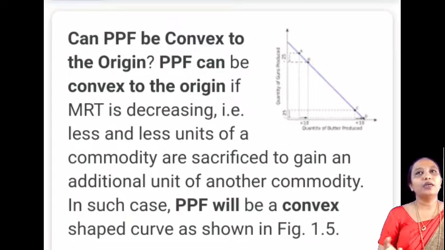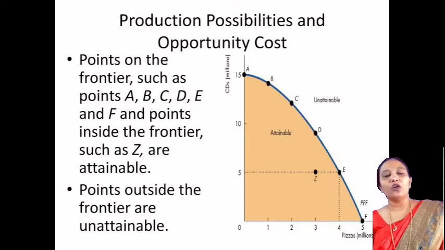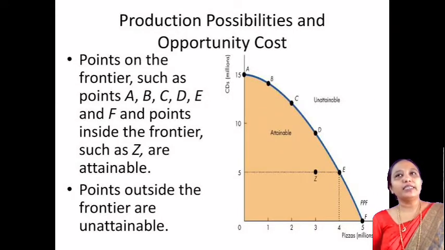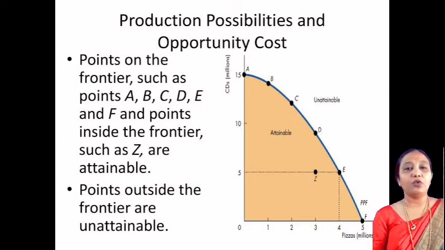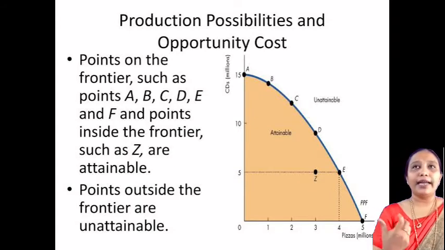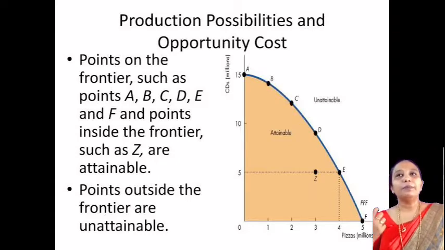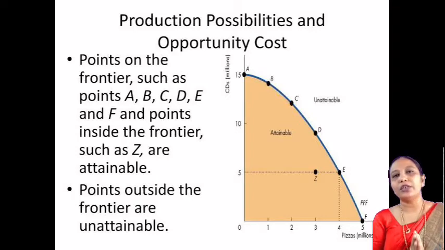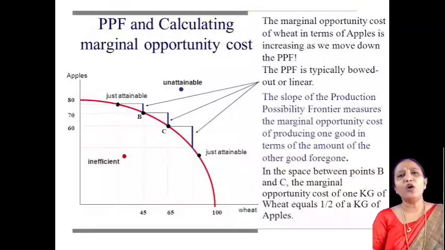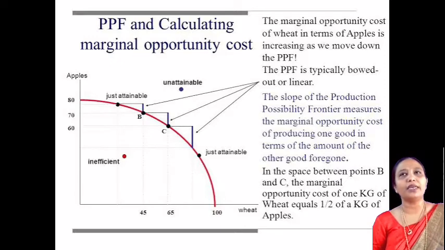Okay, then the PPF and opportunity cost. You know what is meant by opportunity cost? Opportunity cost of a product is the alternative that must be given up to get some other product. So the PPF illustrates the concept of opportunity cost. It is related to opportunity cost in one way or another, such as the opportunity cost of producing more butter being fewer guns.